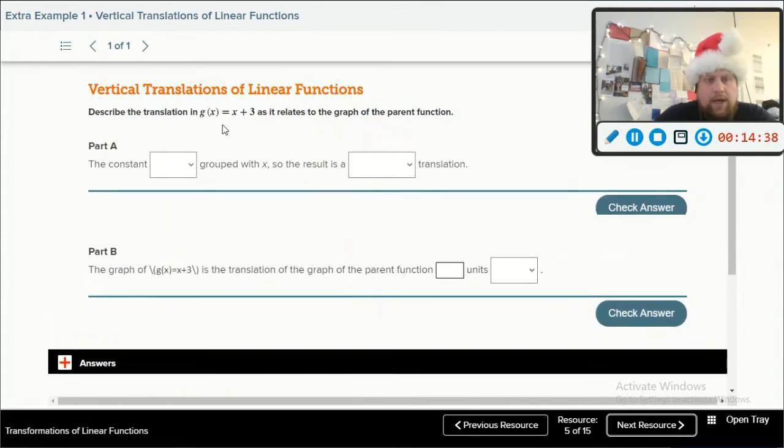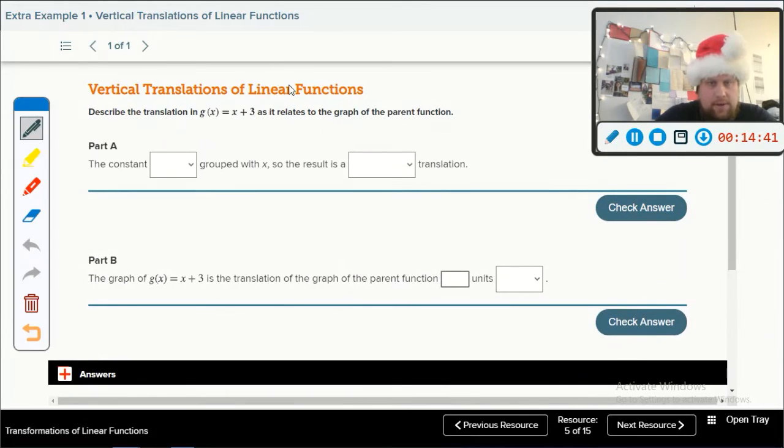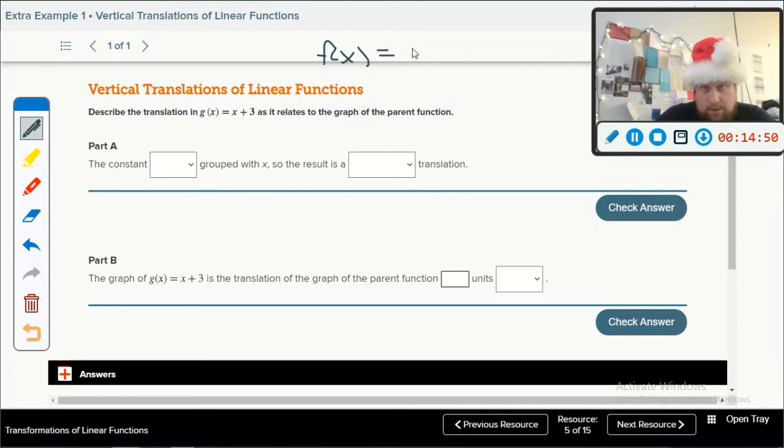So if f of x equals the function plus some number k, not grouped with it, that's a vertical translation. Notice, the 3 is not grouped with the x. If f of x equals x, and we're just doing x plus 3, the constant is not grouped with it, and therefore it's going to be a vertical translation.